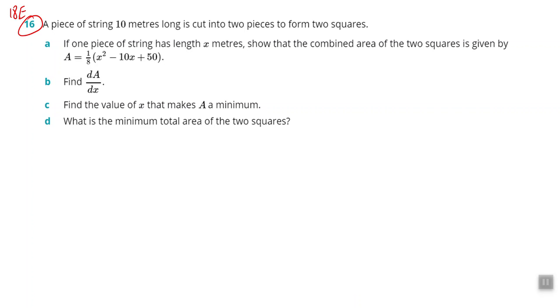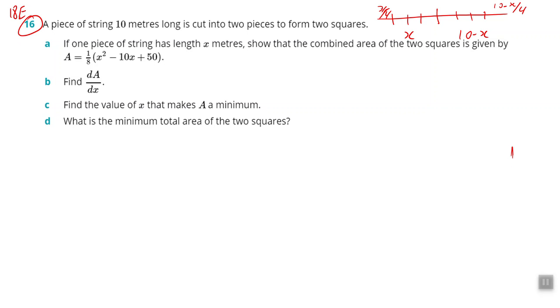So if I have a piece of string, I cut it into two pieces. These four pieces are meant to form a square, and these four pieces are meant to form a square. Now, if one piece of string is x meters, the other would be 10 minus x. Each of these pieces would be x divided by 4, and these pieces would be (10 minus x) divided by 4 per piece.